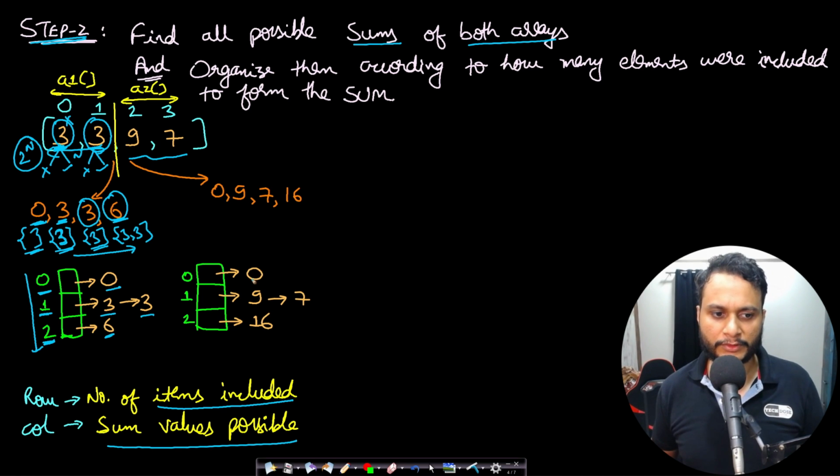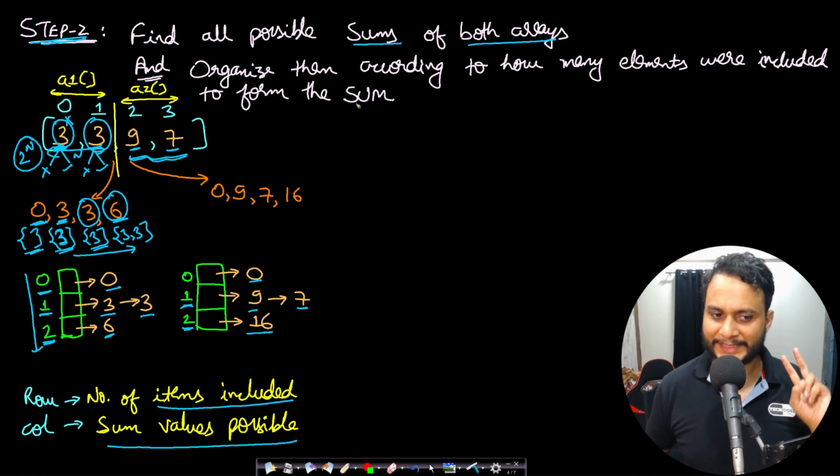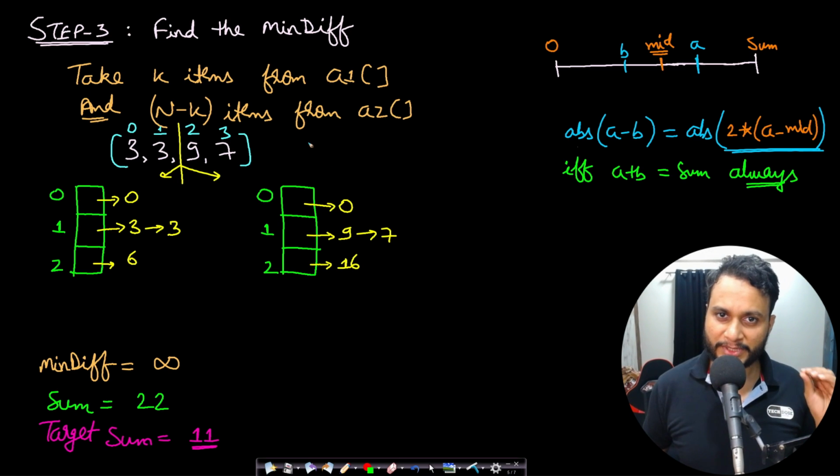Okay. Similarly you can do it for the second array, and you will see that if you don't include anyone, then your sum will be 0. But if you include one item, that's a 9, then you have included one item with sum 9, and if you include only 7, you have included one item with sum 7, and similarly if you include both of them, then you have included 2 items with the sum equal to 16. Okay, so this is step number 2. Now the third step is the last step, which is to find the min difference.